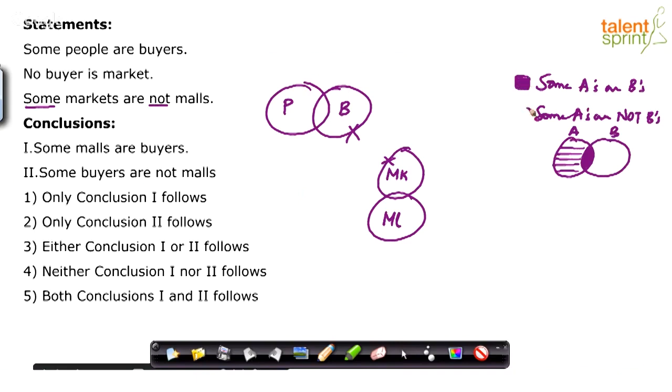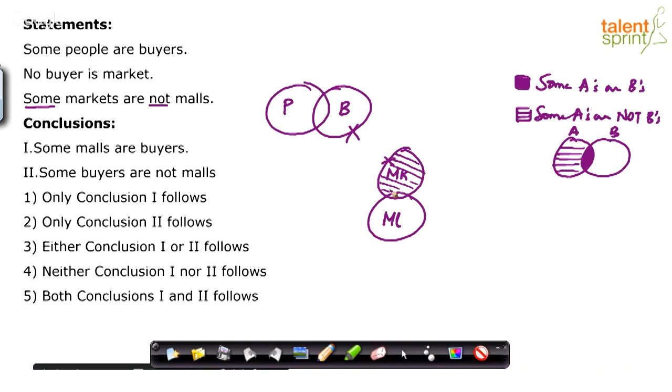If you look at this diagram, when we say some A's are B's, we are referring to this completely shaded region here. And when we say some A's are not B's, we are referring to the external region of A, which is not overlapped with B. So here, when he says some markets are not malls, which region are we talking about? These outside markets. We are saying that these markets are not malls. Don't look at the diagram and get confused that some markets are malls. Some markets are not malls does not mean that some markets are malls. Are you able to follow?